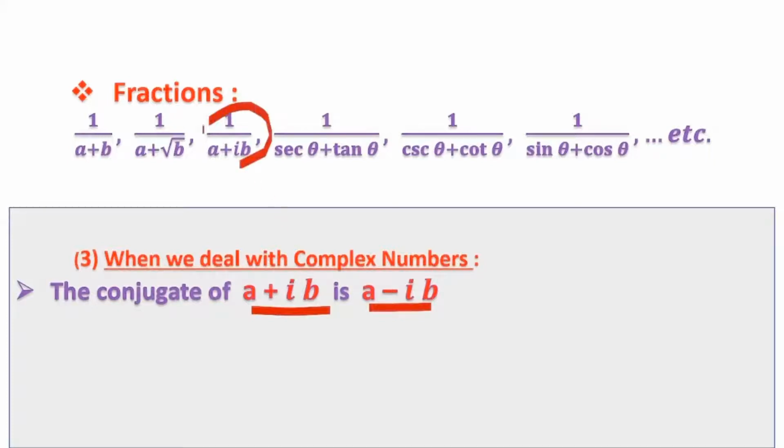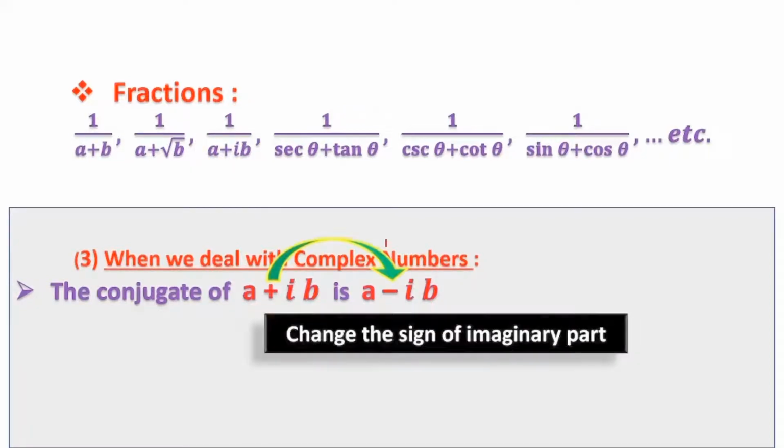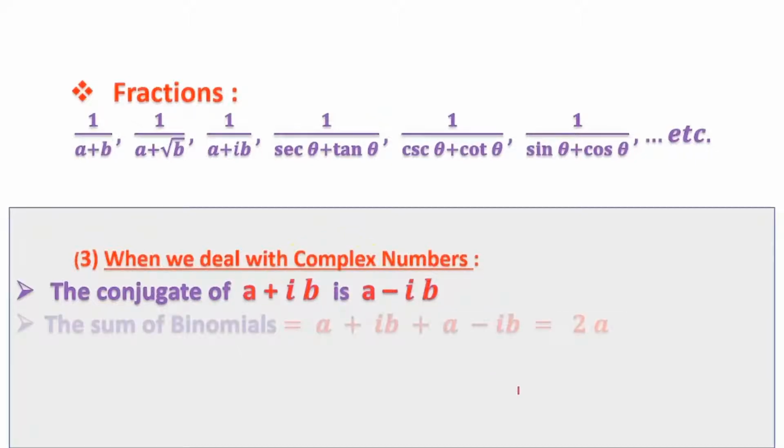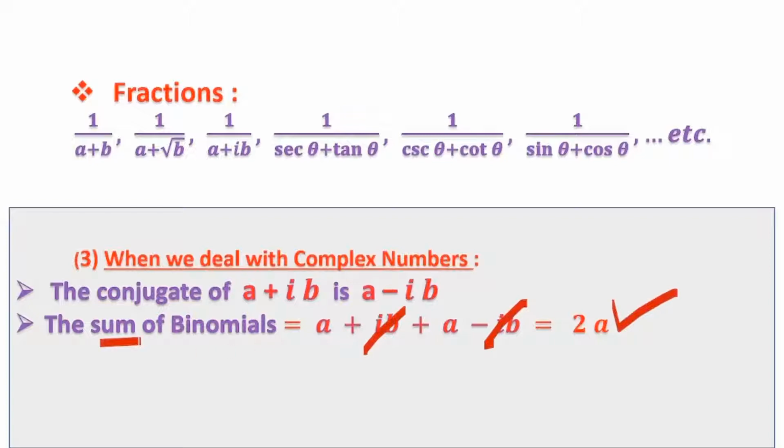i is known as iota and i square equal to minus 1. The conjugate of a plus ib is a minus ib. Just change the sign of the imaginary part. The sum of binomials is equal to a plus ib plus a minus ib. Here, positive ib cancels with negative ib. Therefore, the sum is equal to twice a.